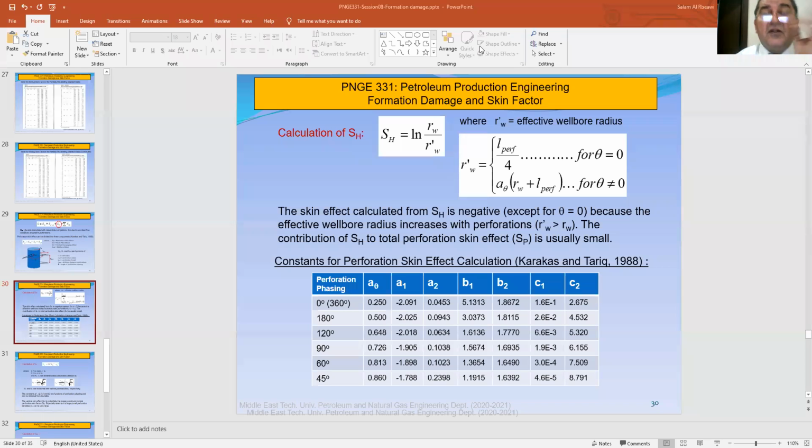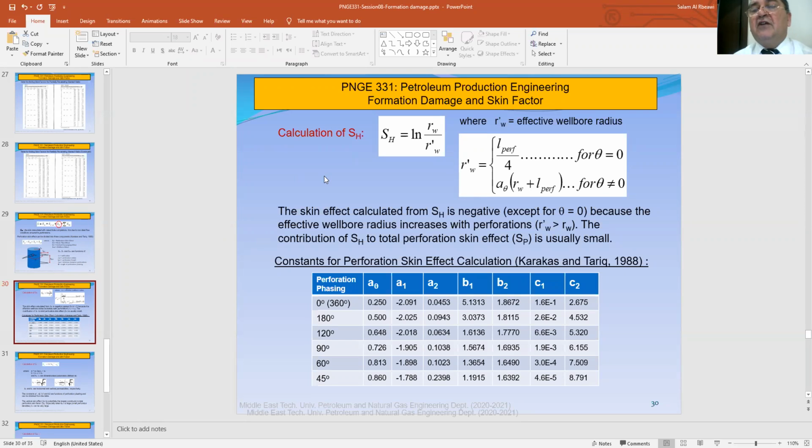Okay, so going back to S sub P, the skin factor caused by the perforation. As I told you, it could have three terms. The first one is S sub H. What is S sub H? It is the plane flow effect.